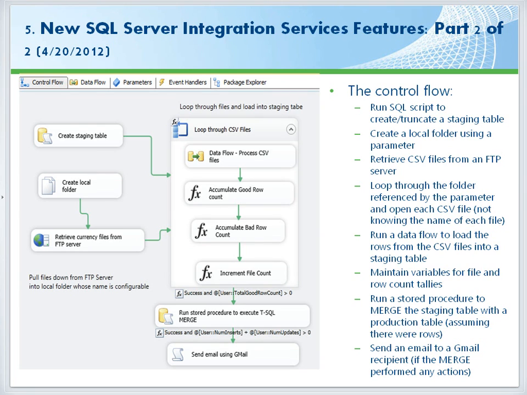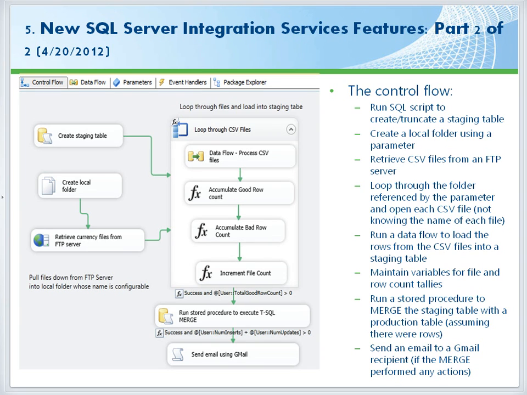I'm going to create a local folder, because I'm going to pull down files from an FTP server and put them into that folder. But I don't know what the name of the folder is going to be, because that's going to come from a parameter. Then I'm going to pull down files from an FTP server into that folder. Then I'm going to loop through the CSV files in that folder. One at a time, I'm going to open each of the CSV files, not knowing the name of the file, and process the rows, and that's handled in the data flow, which is in the next slide. Then I accumulate the number of good rows encountered, the number of bad rows encountered, and increment a file count of the number of files that I processed.